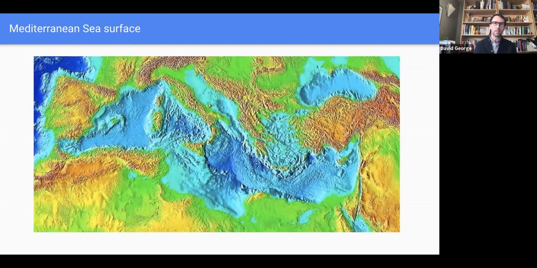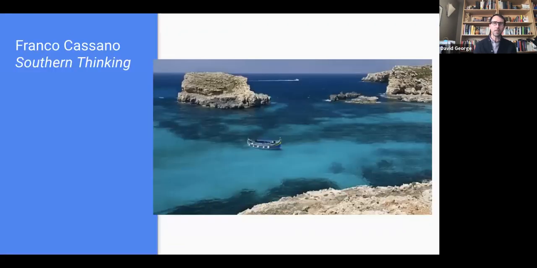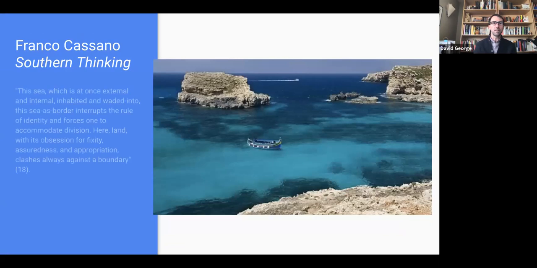So he writes, "This sea, which is at once external and internal, inhabited and waded into, this sea as border interrupts the rule of identity and forces one to accommodate division. Here land, with its obsession for fixity, assuredness, and appropriation, clashes against a boundary."